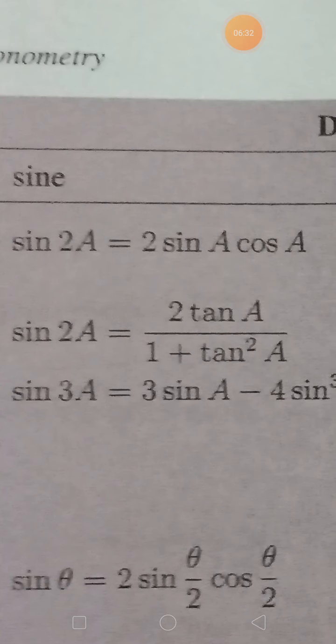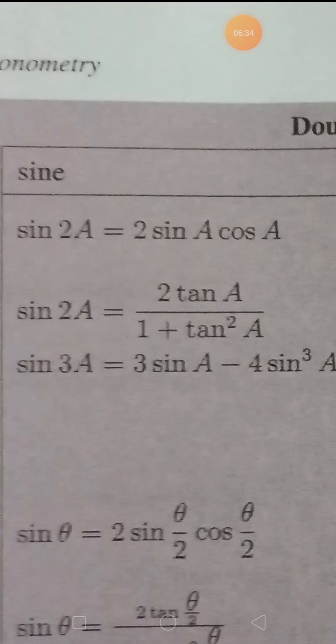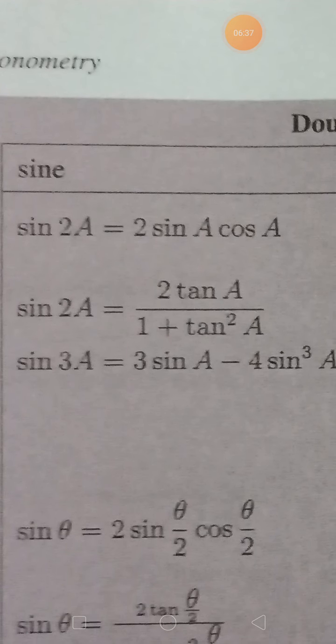Write 2 sin a cos a, sin 2a also I can write, because if the given question is like the cos sign, you can use the first property. Suppose the given question is of tan formula, you can use this formula 2 tan a divided by 1 plus tan square a. But that first one is very important.